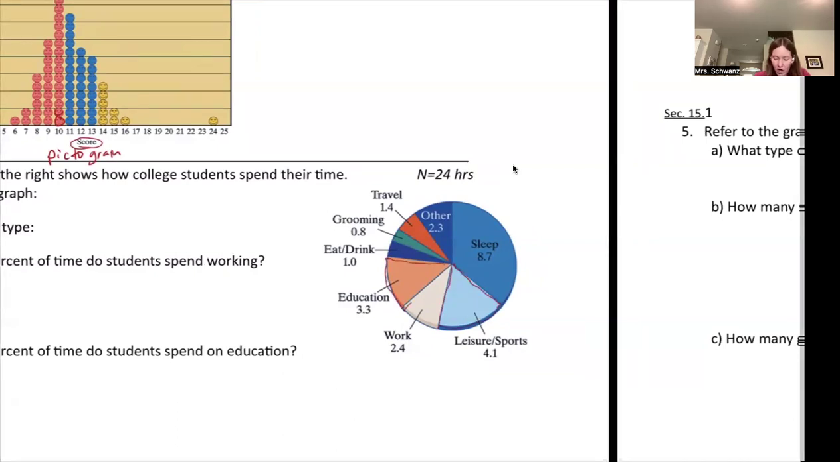And that would be just a shocker to me, because it looks like this little orange wedge is a little smaller than the blue wedge. So that would be like, oh my gosh, where am I spending my time?